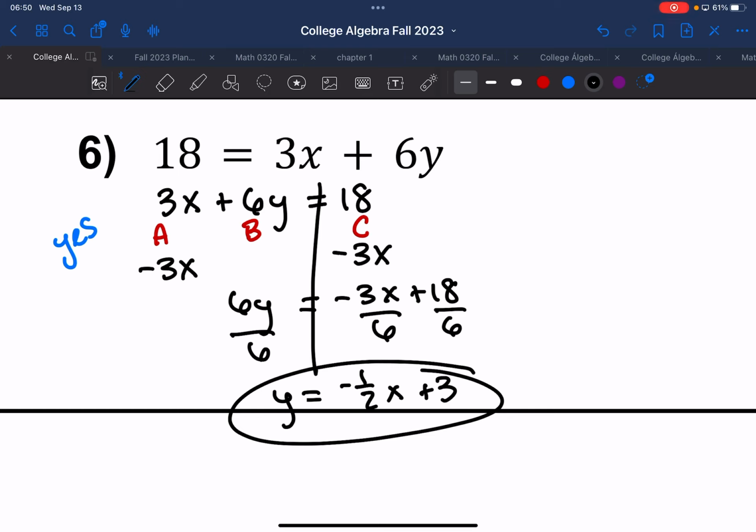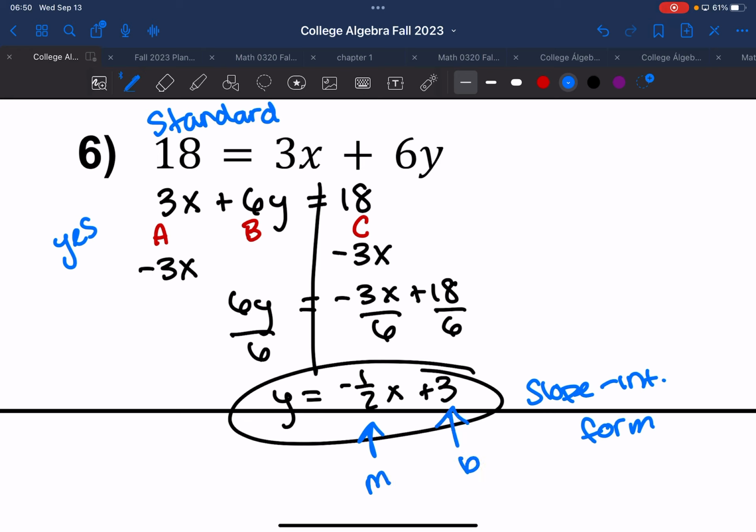Slope intercept. So remember, we started with standard, which is up here, and we went into slope intercept form. We know this is slope intercept form because we have our slope and our y-intercept. Just keep that in mind. They weren't very creative when thinking of these names.